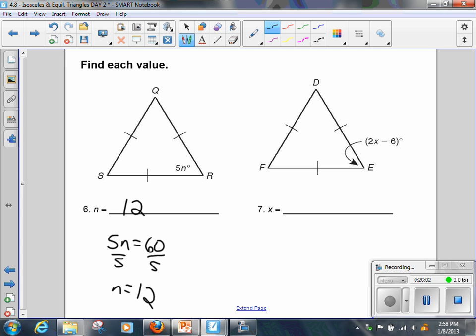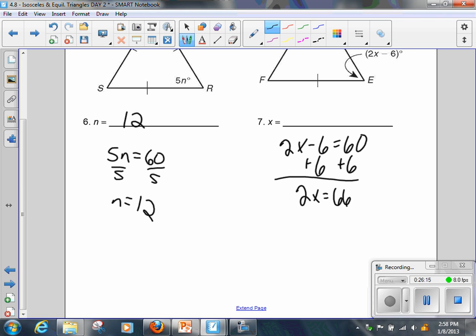Alexis, what about the next one? Same thing. 2x minus 6 is equal to 60. Add 6 to both sides. 2x is equal to 66. Now what? X is equal to 33. How many of you got 33? Questions at all? Good, good, good.